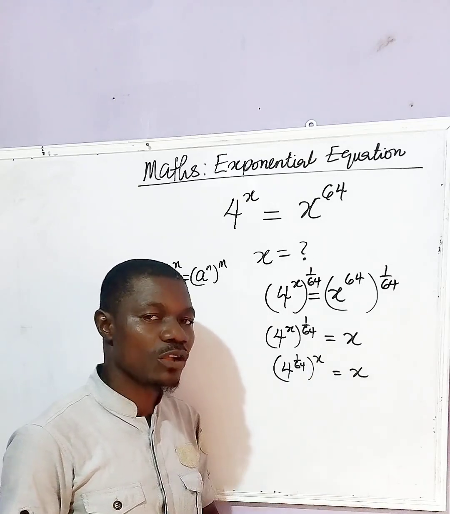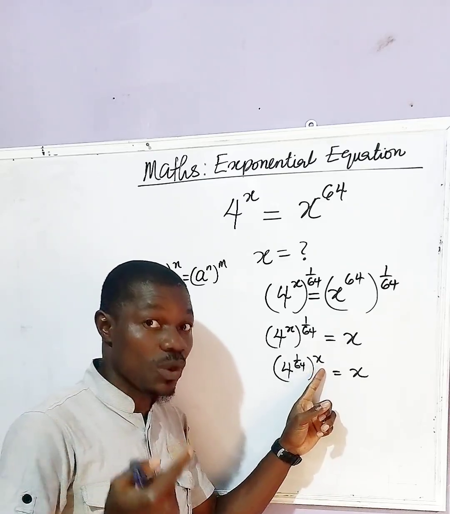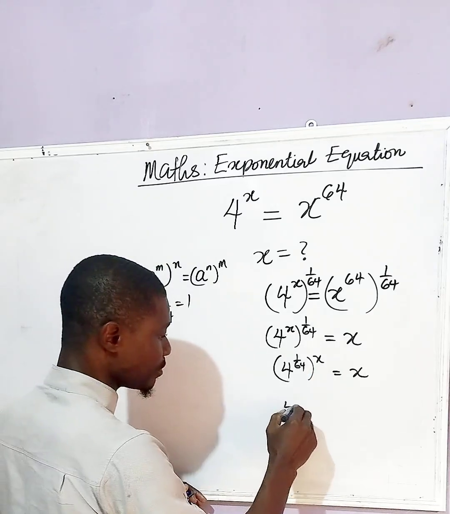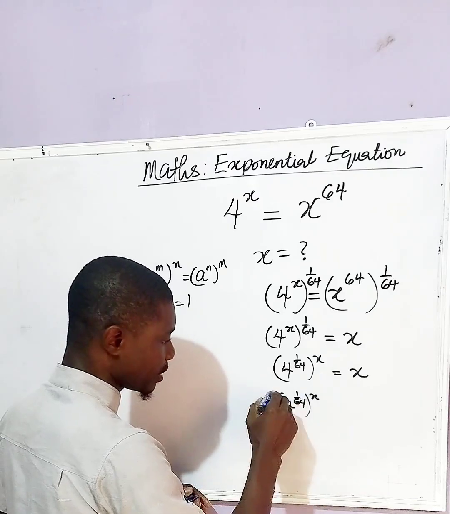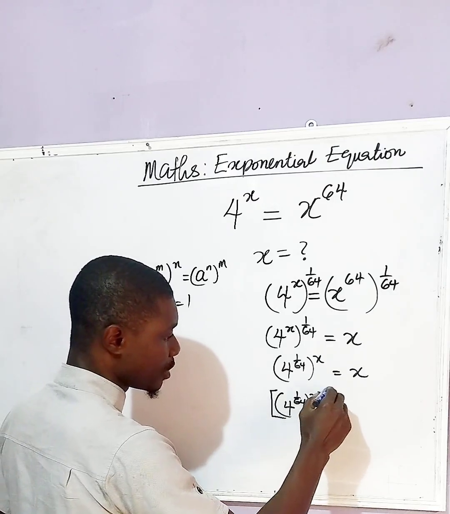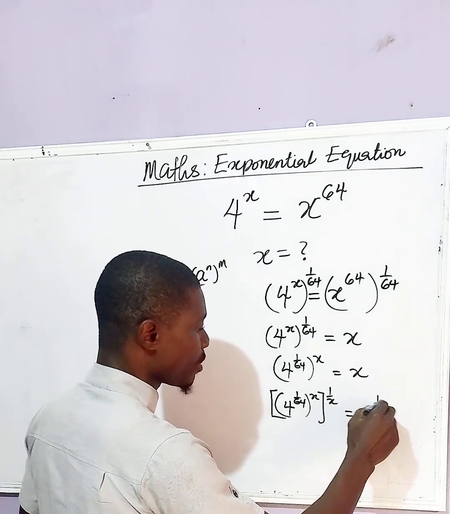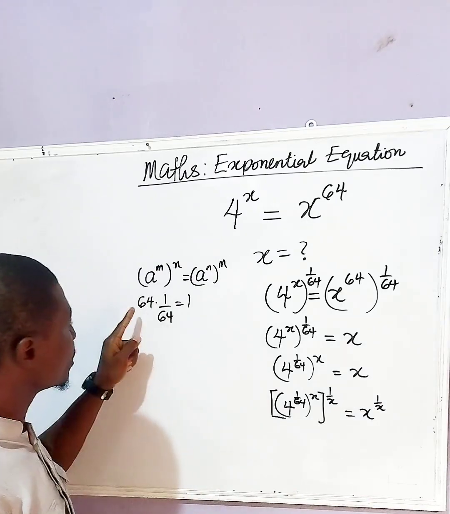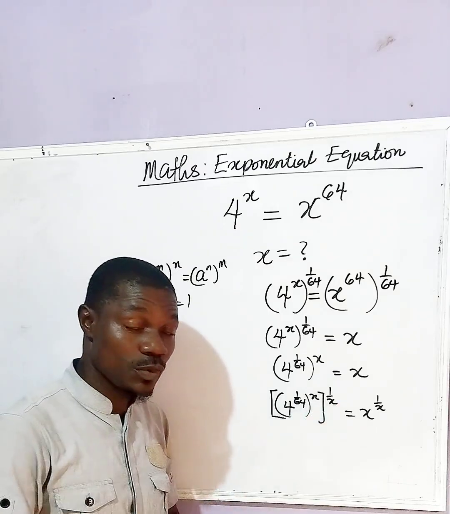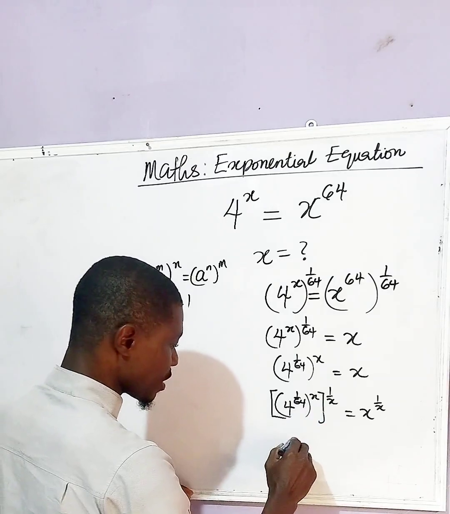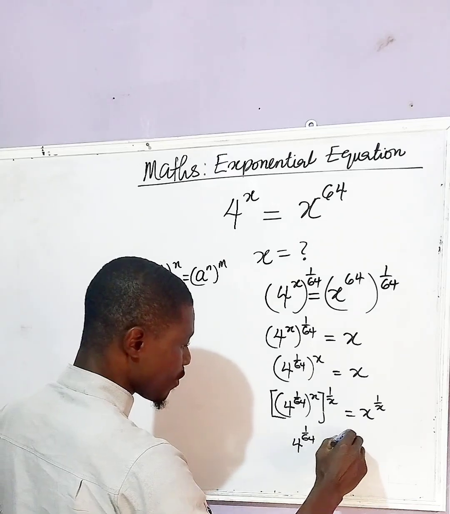The next thing is to move this exponent x to the right hand side. How do we do that? We raise both sides to the reciprocal of the exponent, which is 1 over x. So here we have 4 raised to the power of 1 over 64, raised to the power of x, then we raise it to the power of the reciprocal of x, equals x raised to the power of 1 over x. Applying this rule again, we multiply x by its reciprocal, it gives us 1. So we are now left with 4 raised to the power of 1 over 64 equals x raised to the power of 1 over x.